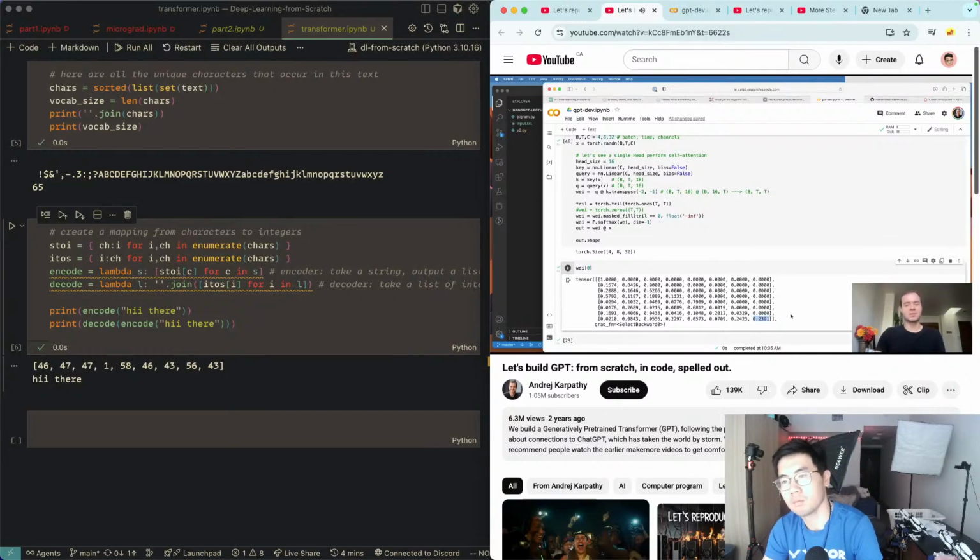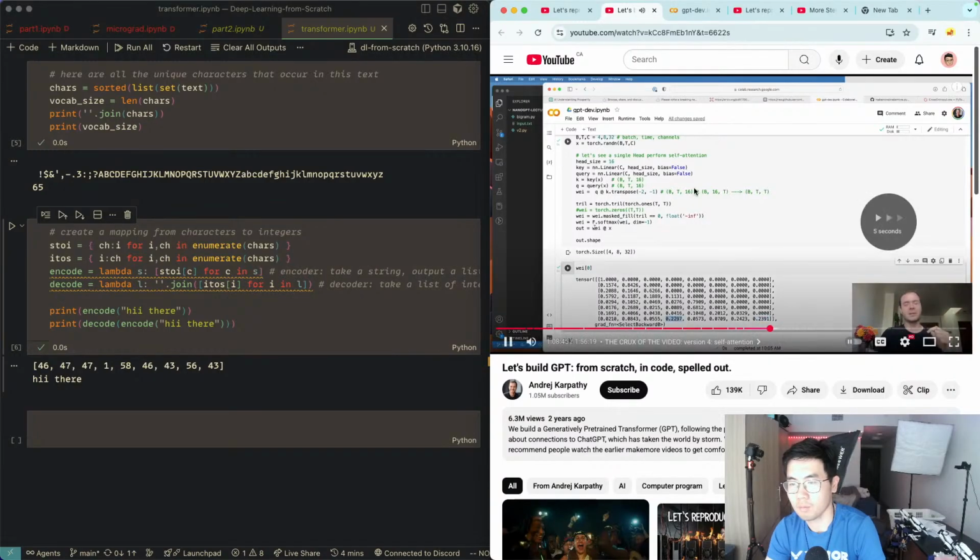And then all the nodes get to emit keys. Maybe one of the channels could be, I am a consonant, and I am in a position up to 4. That key would have a high number in that specific channel. That's how the query and the key, when they dot product, can find each other and create a high affinity. And when they have a high affinity, this token will end up aggregating more of that token's information.